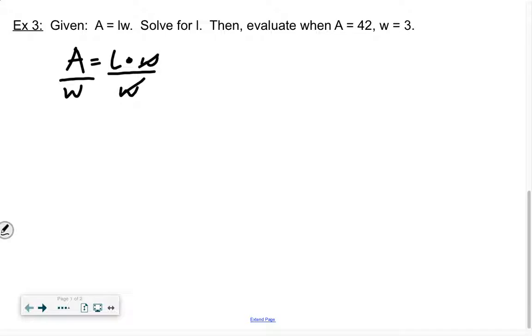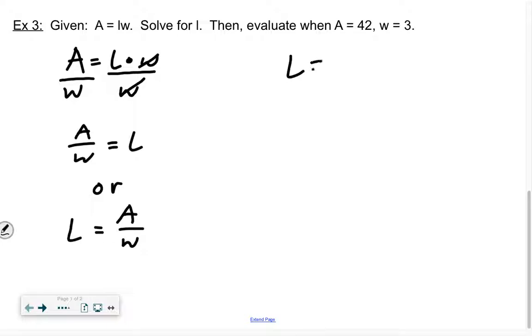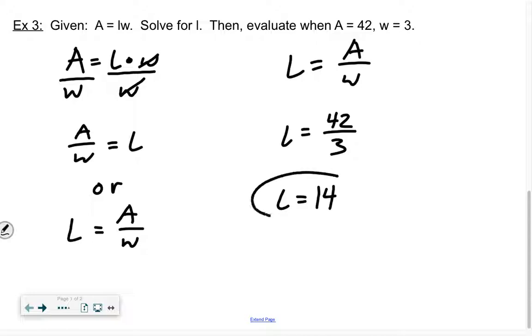The W's cancel. We have A over W is equal to that L. Or once again, if you want to write that variable first that you solve for, you can say L is equal to A over W. Now the second step is we're going to take this newly created equation and we're going to go ahead and plug in 42 for A and 3 for W. And now that we have values, now we can go ahead and simplify this thing. 42 divided by 3, we get L is equal to 14. So just one extension off of that.